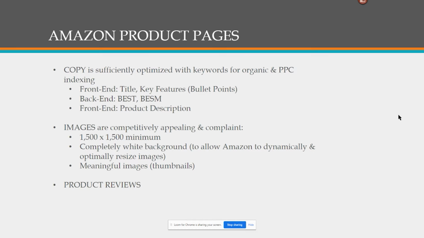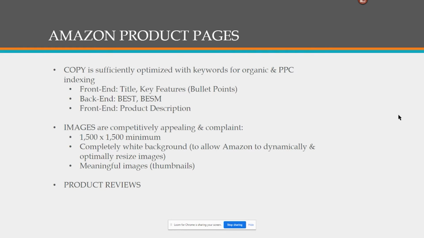Okay, make sure your backend, I abbreviate them as BEST and BESM. So ST stands for search term and SM stands for subject matter. Make sure those fields are filled in with keywords that are relevant to your product. Back to your front end, make sure your product description is in order as well.